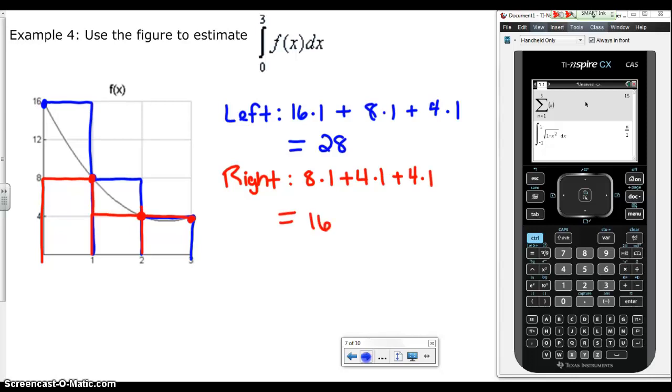And so the only way I can estimate the area here is to find left and right-hand sums. Now, I could also average these together, and that would also give me an estimate of the area. So all of these estimates are appropriate. Whether you say 28 or 16 or 22, all of those answers are correct.